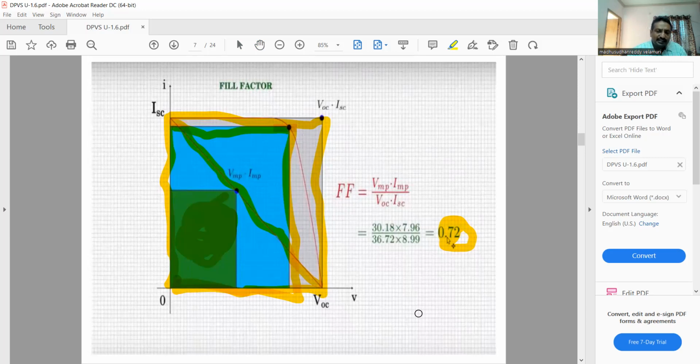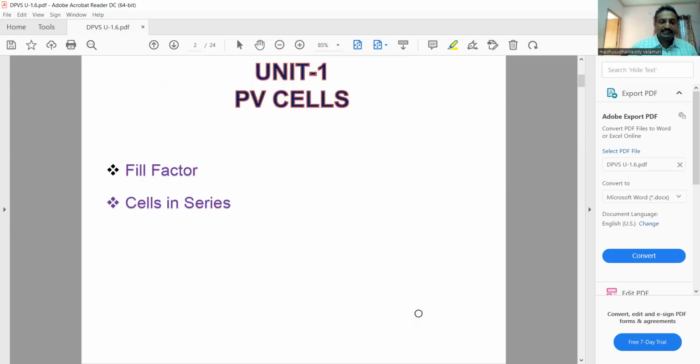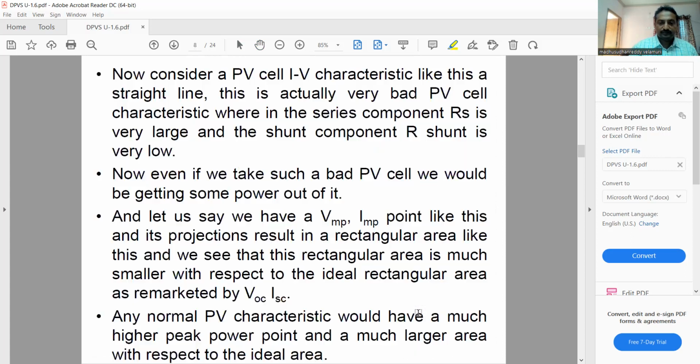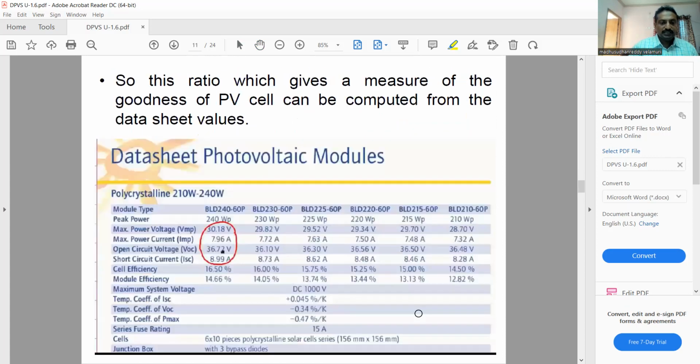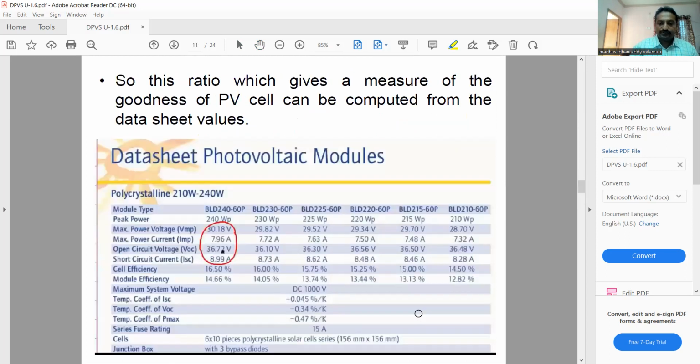This fill factor always lies between 0 and 1. We never have the 0 value, and we never have the 1 value. It's always more than 0 and always less than 1. Based on these values, we evaluate the fill factor.